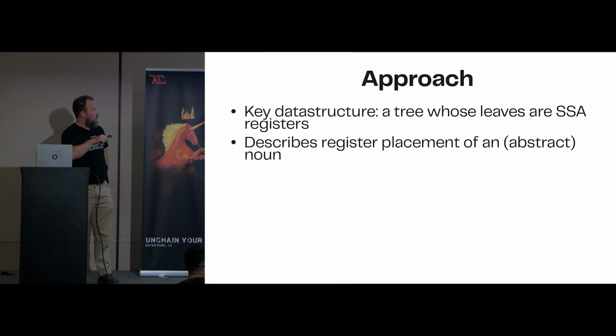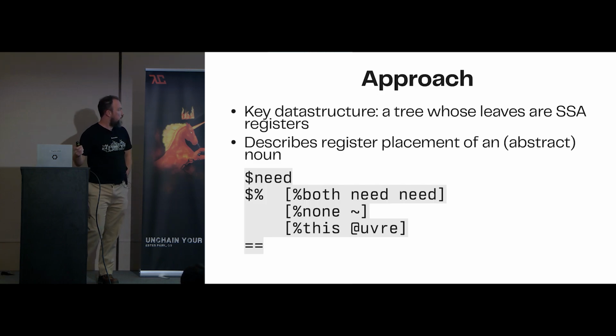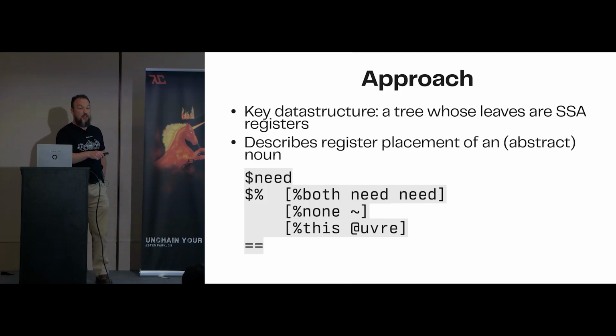And so this tree that we're feeding backwards as we generate code describes the register placement of an abstract noun, where nouns are values. Nouns are just binary trees with natural number leaves. And this is what that data structure looks like in Hoon.